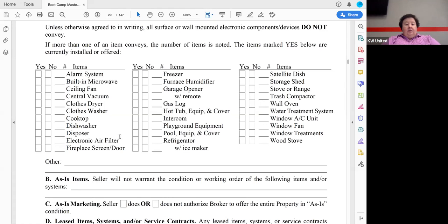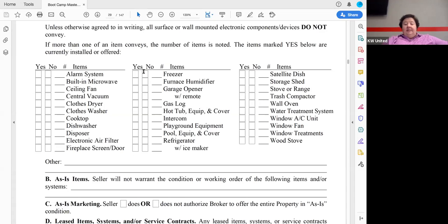Electronic air filter, ask your clients if they have one. If they don't know what you're talking about, assume no. It's not your job to know what their electricity and their plumbing is like. Is there a fireplace and are there screens and do they convey? Okay. Now if they have a fancy antique screen they don't want to convey, they don't have to make it convey, and they don't have to buy a replacement necessarily, but you've got to make sure it doesn't convey.